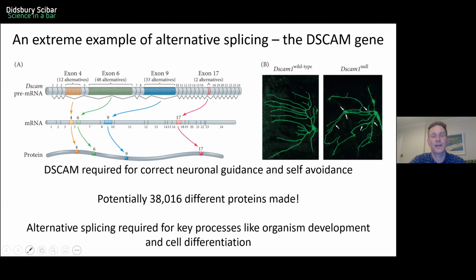So alternative splicing is really a key process for organismal development and cell differentiation, and for things like guiding neurons and having these neurons stay apart instead of coming together. So this alternative splicing can become really complex, and that's because in some complex organisms you need this complexity to give you the diversity that you see.